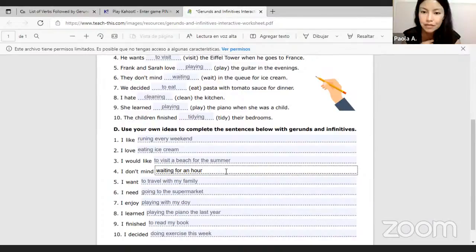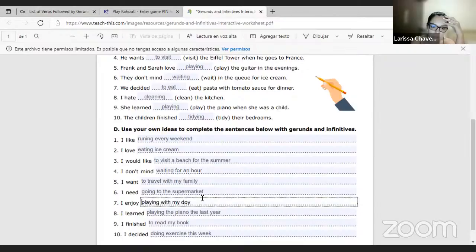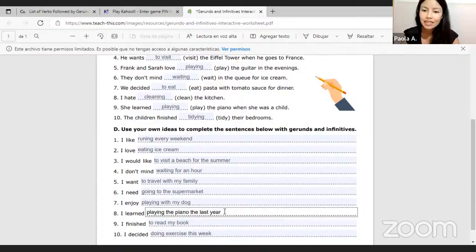That's correct. Number 5. I want to travel with my family. Correct. I need going to the supermarket. This is actually need. It's used with infinitive. Need. Okay. Yes. I enjoy playing with my dog. Okay, correct.